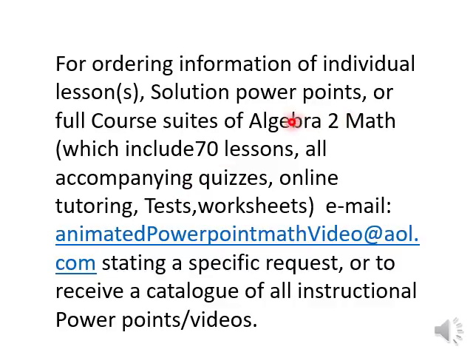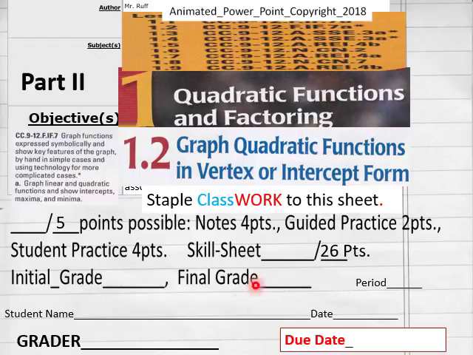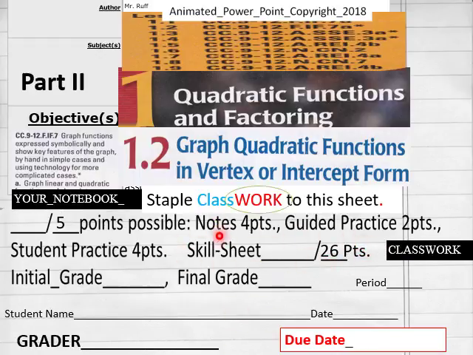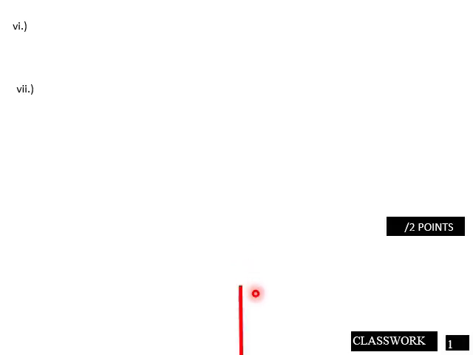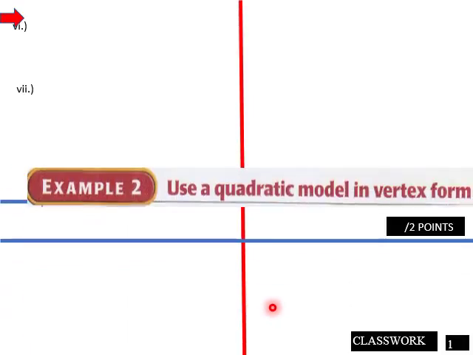Hello everybody, getting ready to do Algebra 2 Math, Lesson 1.2 Part 2 today. And today we have a 26-point skill sheet, and then we have a 5-point notebook guide. And we're going to continue to graph quadratic functions today.